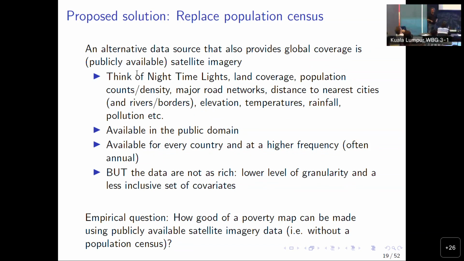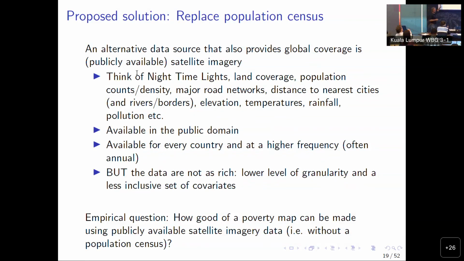Now, if you have a little bit of money available, you can buy high resolution images, in which case you can also start counting cars, recognizing stock materials, etc. This is a very rapidly developing field. Whatever you think you can construct today, check in next year, and there will be another set of variables that you can extract. It's very rapidly evolving, and at low cost.